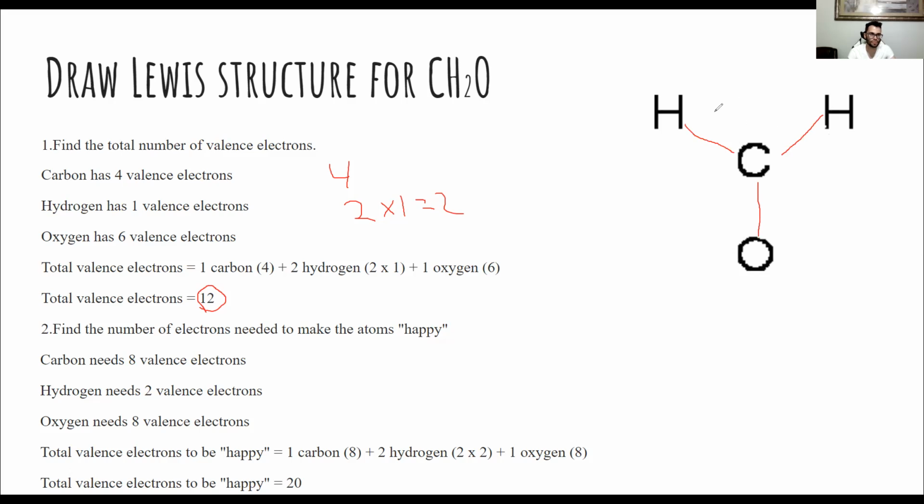Also, here the least electronegative atom is hydrogen, but hydrogen is never put in the center. That's why we put it on the corners. And the second least electronegative atom is carbon. That's why we put it in the center. So we start to connect them by single bonds. Then after that, we have used 6 electrons. So we got 6 electrons left.